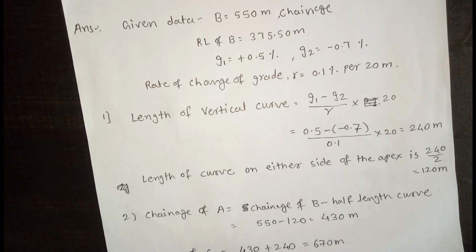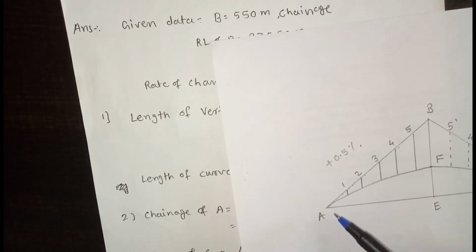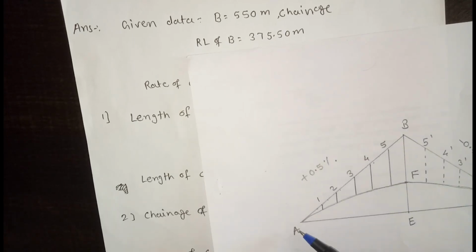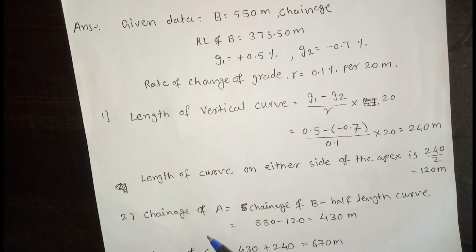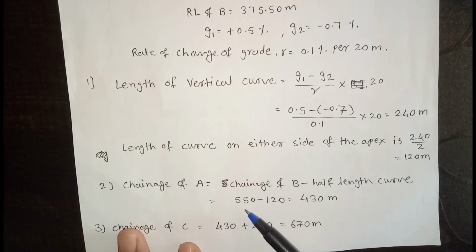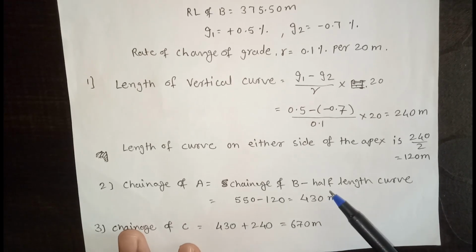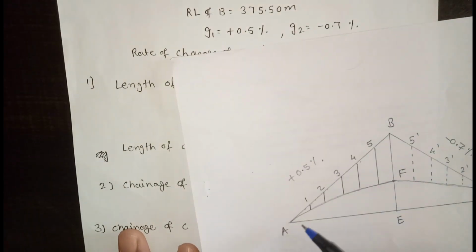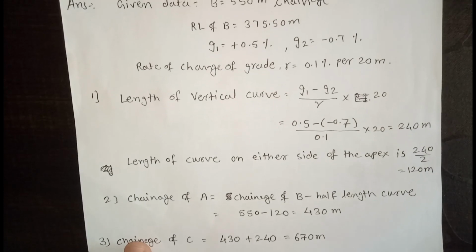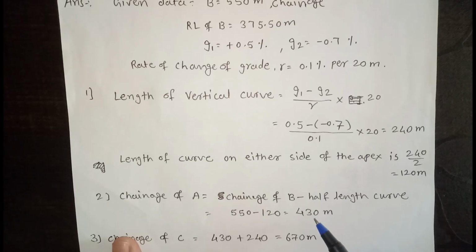Now chainage of A. Chainage of B and RL of B is given to us. Now we have to calculate chainage of A. The chainage of A is equal to chainage of B minus half length of curve. So chainage of B is 550 meter minus half length of curve 120 meter, because half length of curve and half length of grade are the same. That's why chainage of A is 550 minus 120, equal to 430 meter.